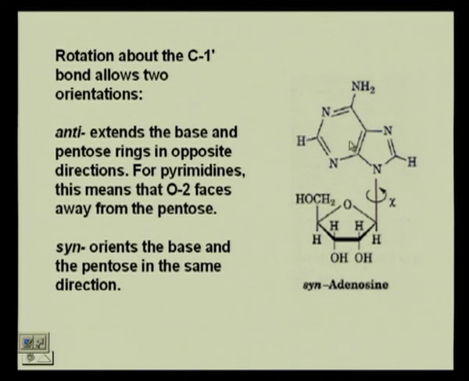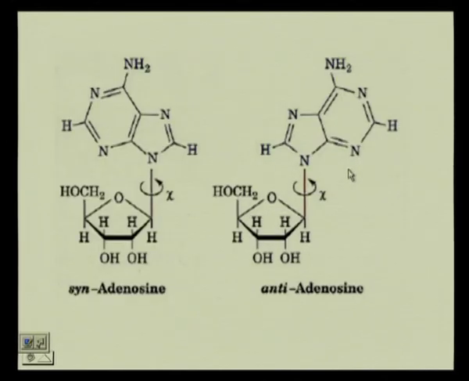Okay. This is a syn orientation, because in the purine case we have the 6 membered and the 5 membered rings fused to one another, right, and when you have a syn orientation you have the base and the pentose, that is this part of the sugar, on the same side. It is anti when it goes on the other side. Okay. Now, this rotation is also possible.